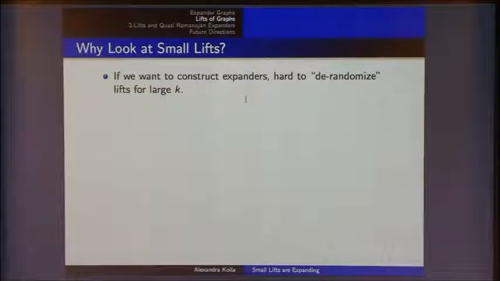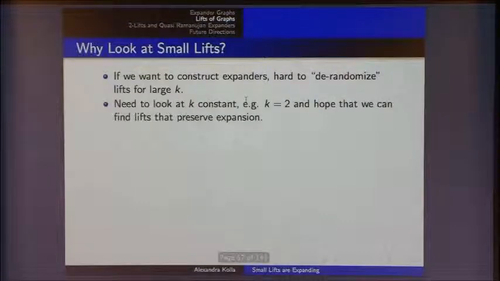Well, here's why I look at anything else, because, okay, fine, I tell you a random n-lift is almost a Ramanujan expander. Well, go ahead and randomize it if you want. I mean, good luck with that. There's not much hope to do something. It's just like saying, okay, construct an expander from random d-regular graphs already. So we would like to look at k equals small, possibly k equals 2, and prove something similar.